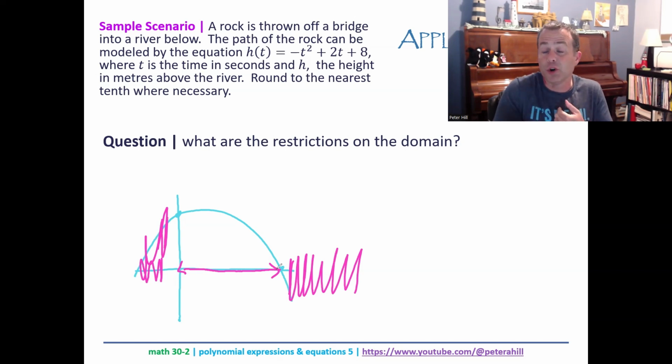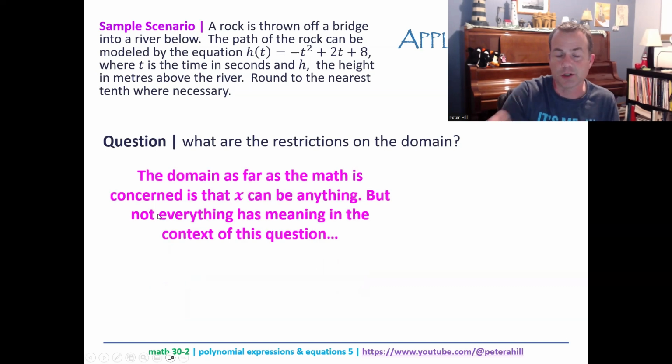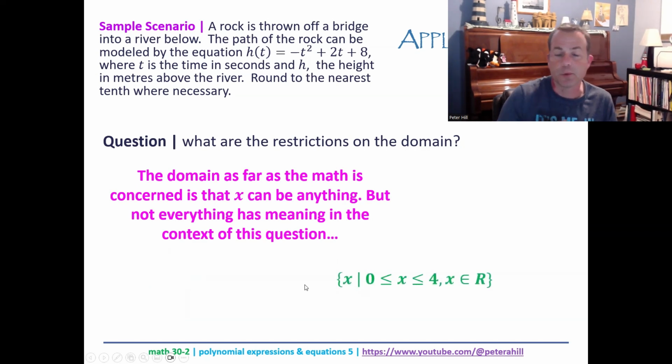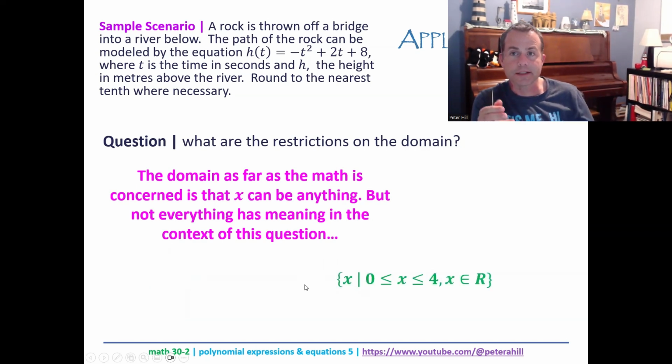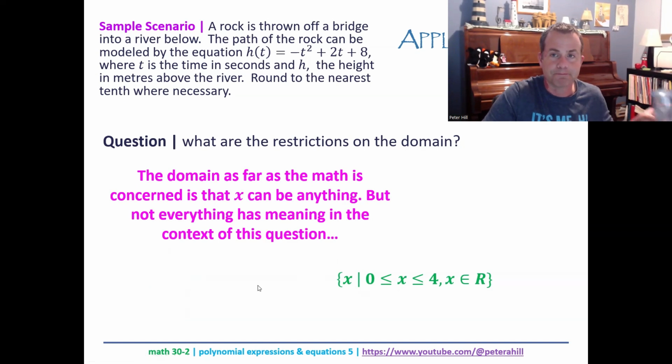Okay, so I already know what those things are. I know that this point here is 0 and this point here is 4, so my domain ends up being from 0 to 4. Okay, so we'll just take that out, and this was just the little conversation I just had. The domain, as far as the math is concerned, is that x can be anything, but not everything has meaning in the context of the question. And so we end up with 0 to 4. So all the values of x such that 0 is less than or equal to x is less than or equal to 4, and x is a member of the reals. Awesome.